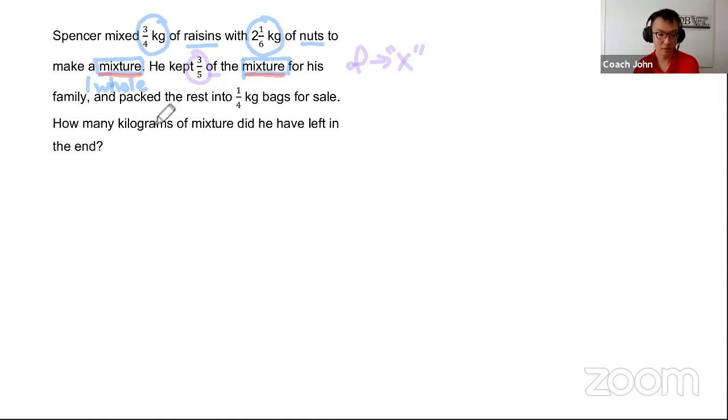Okay, next. Then he packed the rest. Okay, "pack the rest" means if this is 3/5, that means you draw 1, 2, 3, 4. Okay, not very nice. Let me just break it into 5 boxes. 1, 2, 3, 4, 5. Okay, so 3/5 goes to family.